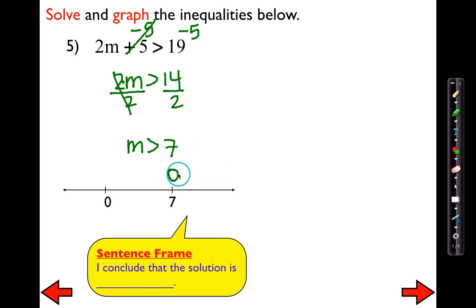Since it's greater than, I'm going to go ahead and draw my arrow to the right. And that's it. Now, if there was an equal symbol, I would go ahead and take that extra step of filling in the circle. But because it doesn't, that's all I need.